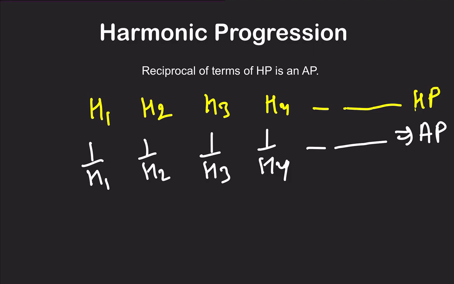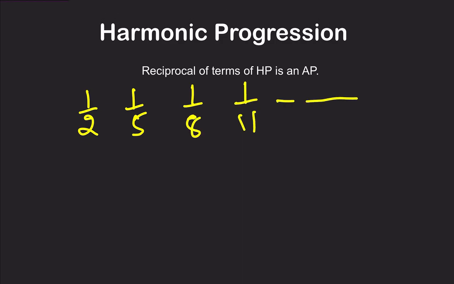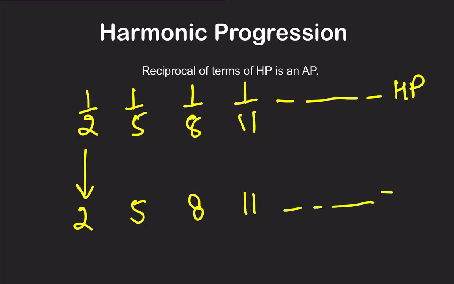Now let's see an example. Suppose I give you this series: 1 by 2, 1 by 5, 1 by 8, 1 by 11 and so on. I say this is a harmonic progression series. Is it yes or no? What are you going to do? You are going to take the reciprocal of each number. So the reciprocal of this is 2, the next number is 5, the next is 8, the next is 11. So you will check now: is this an arithmetic progression series? Yes.